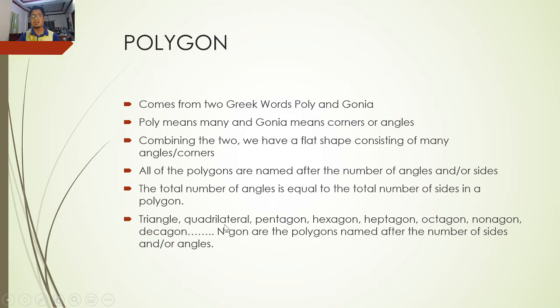Now, skip mo natin yung quadrilateral. Penta means 5. Gon is short word for gonia. Kaya kung mapapansin nyo, lahat may gon. Hex is 6. Hepta is 7. Octa is 8. Nona is 9. Decagon or dec is 10. So yung gon natin, corners. Now, if you notice, I left out quadrilateral. Quad means 4. Sir, asan yung corners dyan?